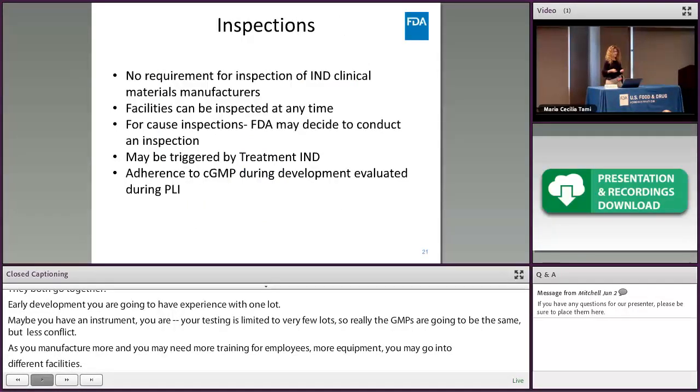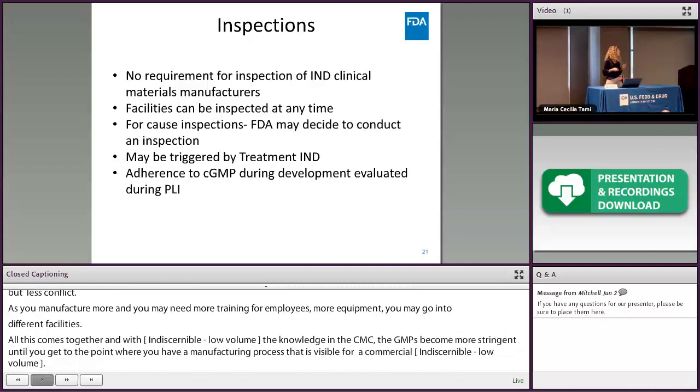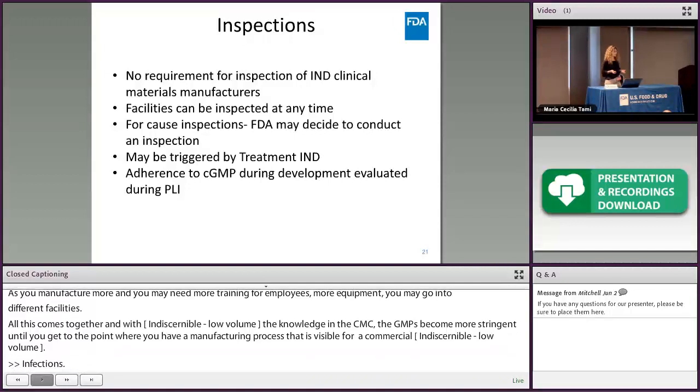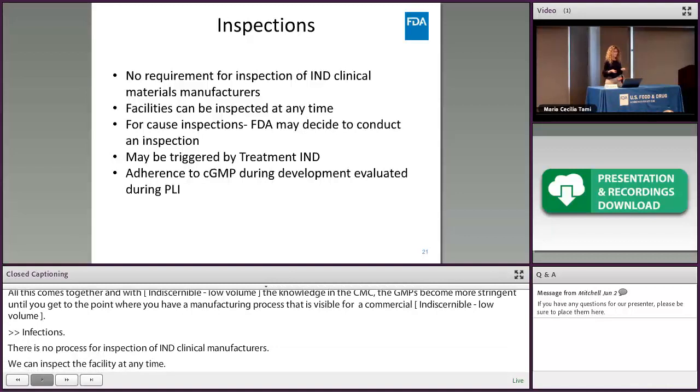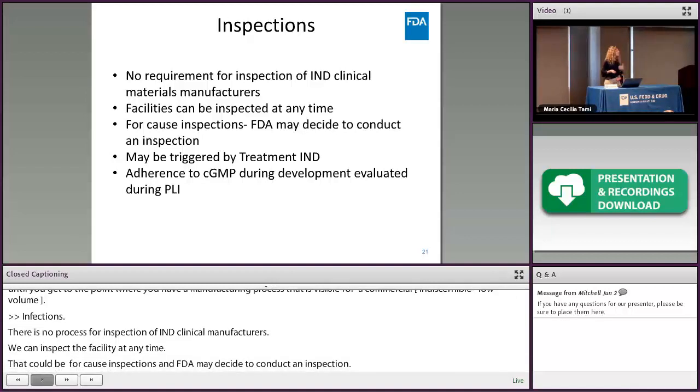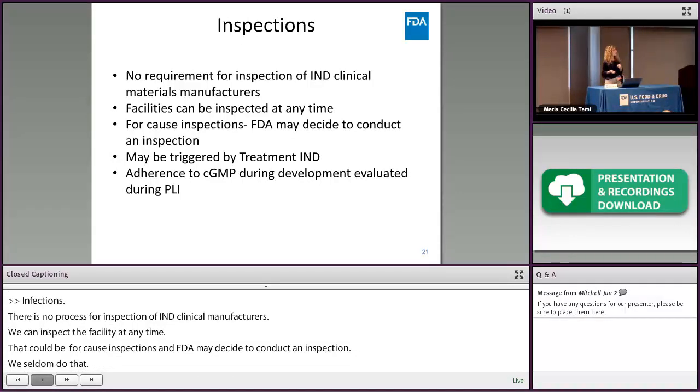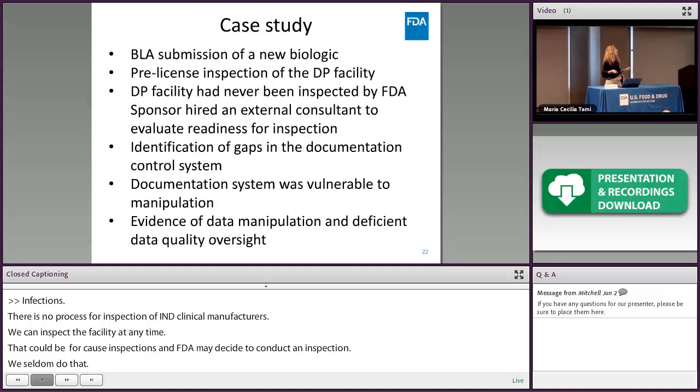Inspections. There is no requirement for inspections of IND clinical material manufacturers. However, FDA can inspect a facility at any time, and there could be for-cause inspections, but we seldom do that. Because of that, adherence to GMP during development is generally evaluated in a pre-license inspection.